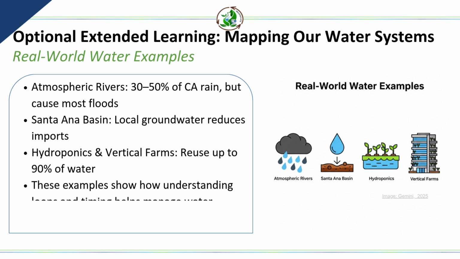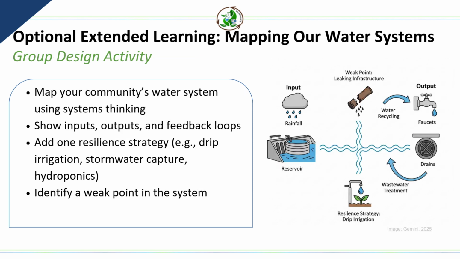These examples highlight how understanding water loops and timing is key to managing water efficiently. Which of these examples do you think has the biggest potential to help California in the future? Now it's your turn to apply what we've learned. In your groups, map your community's water system using systems thinking.